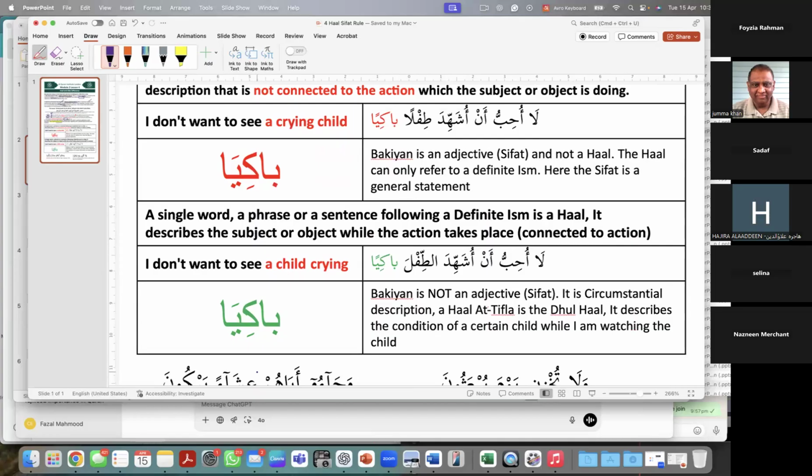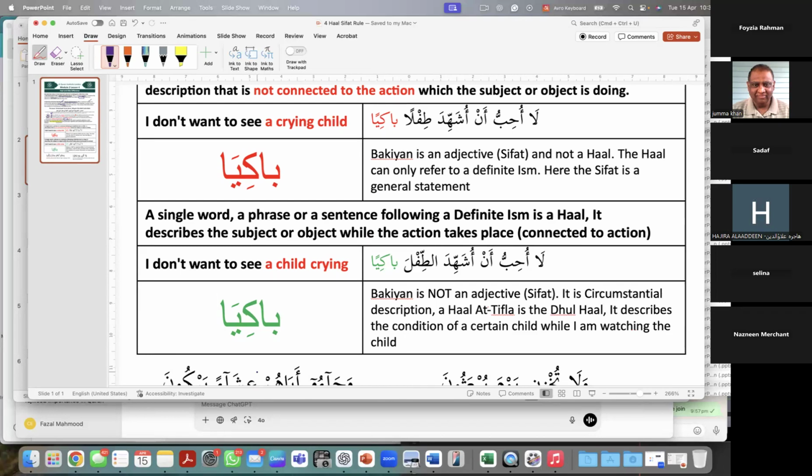La uhibbu, what does it mean? I do not like. Uhibbu, from ahabba yuhibbu. This is a four-letter verb. Okay, you will gradually know. Ahabba yuhibbu, then uhibbu. Yeah, four-letter verb. So, la uhibbu, I do not like, I do not want, I do not love it.